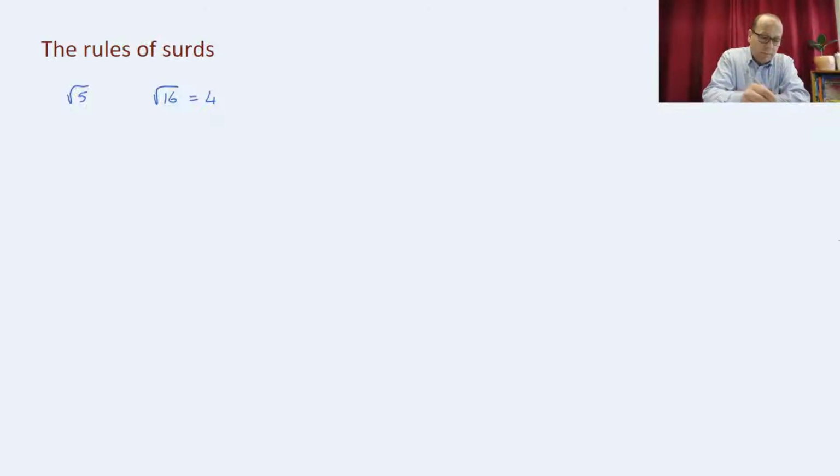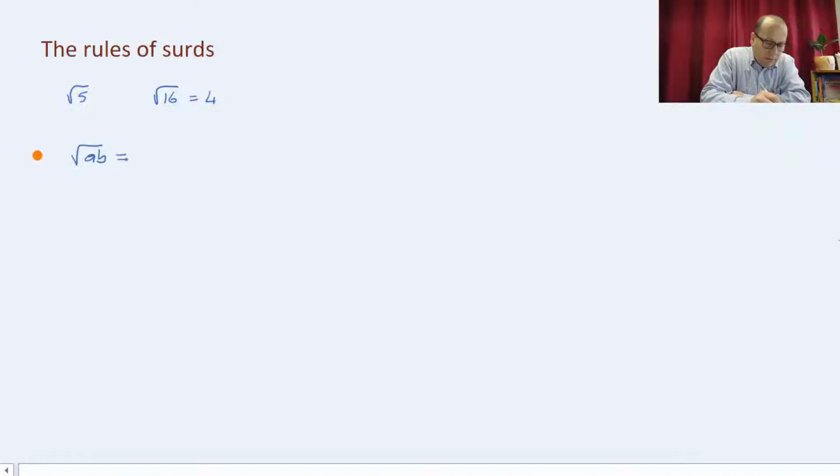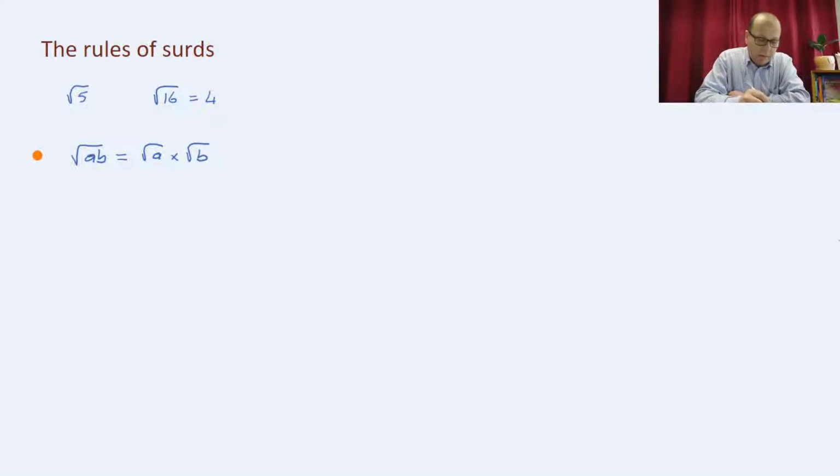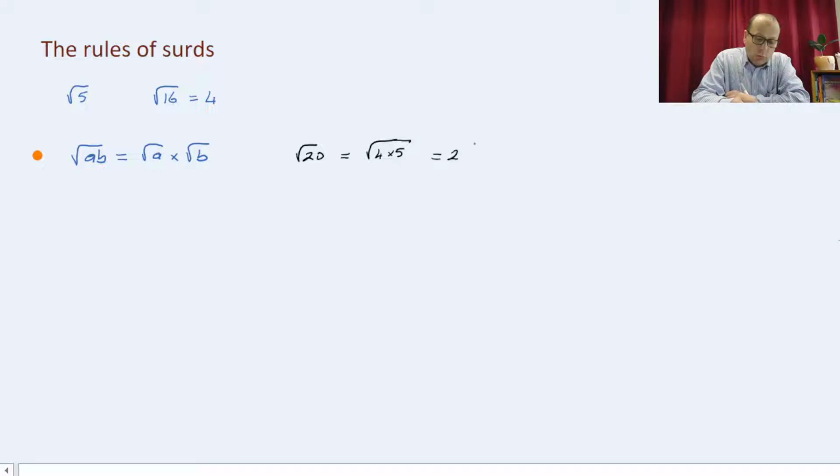The first one. If you have square root of AB, it is equal to square root of A times square root of B. Say root 20, that should be equal to square root of 4 times 5. Square root of 4 is 2. So that's just 2 root 5.